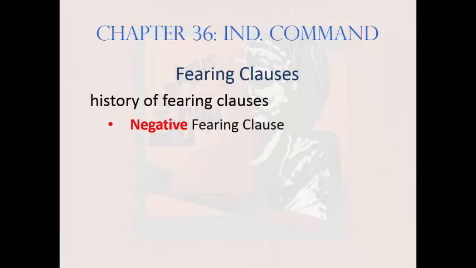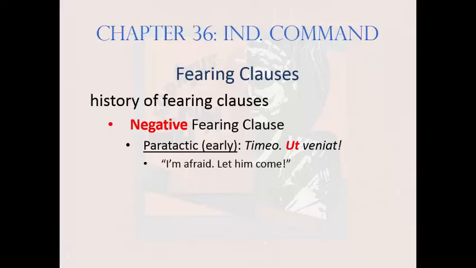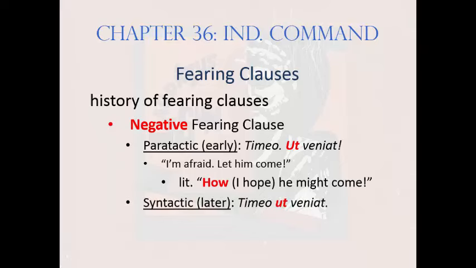Negative fearing clauses in Latin suffered the same when syntaxis dawned, only the opposite. Paratactically, early Latin said timeo, period, ut veniat, that is, I'm afraid, let him come. In other words, how, I hope, that he might come. His absence, not his presence, is what scares me. But later, as the Romans embraced syntax, that became timeo ut veniat, still meaning the same thing, I'm afraid that he will not come. So much for linguistics and fearing clauses.